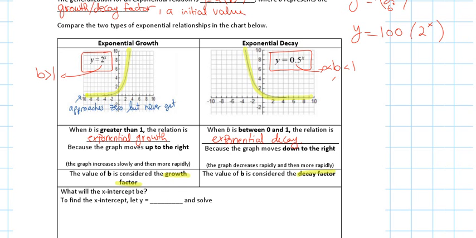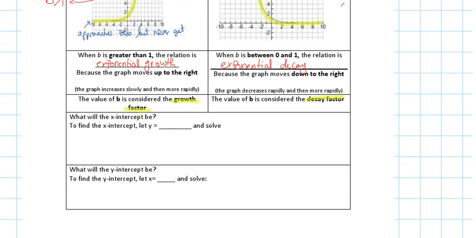So, the question here asks you to find the x-intercept. Okay? To find the x-intercept, that means I have to set y equal to 0. Anytime you're finding an x-intercept, you set y equal to 0. So I have this, y equals 2 to the power of x, yes? And I'm going to set y equal to 0. And I have to solve for x.